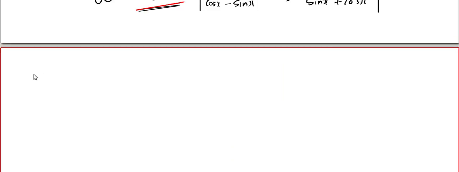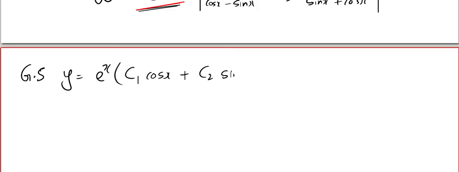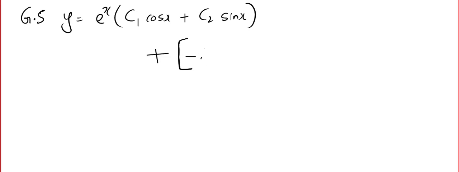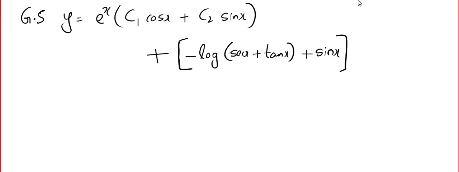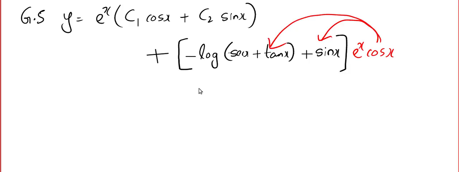Now time to write the general solution. So the solution is y equal to CF plus, what is our CF? Do you remember? Yes, e power x into c1 cos x plus c2 sin x, plus u1 into y1, and that will be minus log sec x plus tan x. I think you remember this character, and plus sin x, and into y1. What is y1? y1 is e power x into cos x. Now you can open the bracket, apply the distributive property. Okay, plus one more term, u2 into y2.